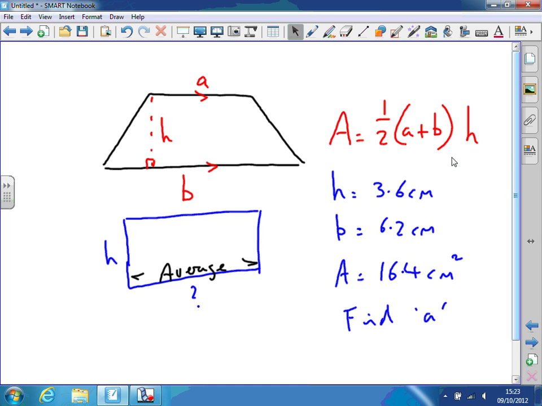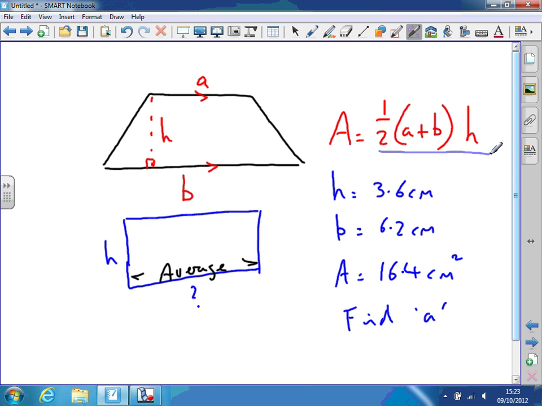How do you find the average? A plus B times a half, or divide by 2. And that's what this expression is telling us here. Find the average length of those two missing sides and then multiply it by the height. This is an expression, algebraically saying just that.